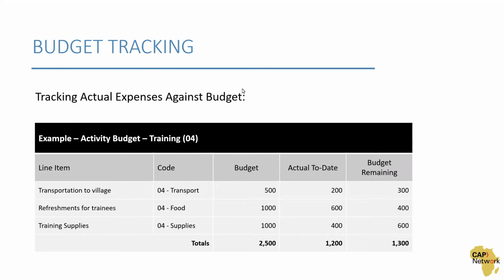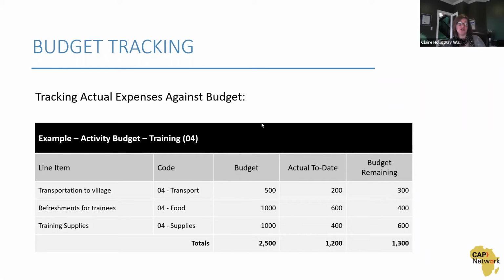So this is how it would look if you're tracking against a budget. You have your codes for each of your line items. You would have the budget for that line item, which would be your original agreed-to budget, whether it's for the activity, a project, or your operating budget. Then you would have your amounts to date. How much have you spent to date? That would be calculated by adding all the expenses from your general ledger, from your documentation that contain that code. And then that gives you how much budget you have remaining.